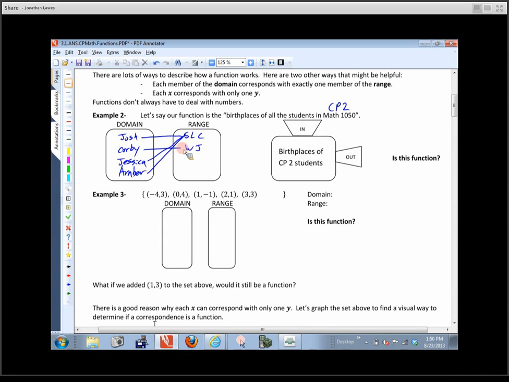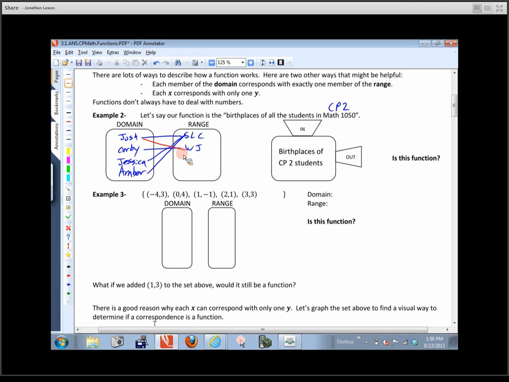Natalie? Just kind of what she's saying. You can have 2 different domains go to the same range, but you can't have one domain go to 2 ranges. Okay. So you can have 2 different members of the domain go to the same part of the range, but you can't go the other way around. We couldn't have this. So, Josh, I'm going to pick on you. Why would this not be okay? You can't be born in 2 places.